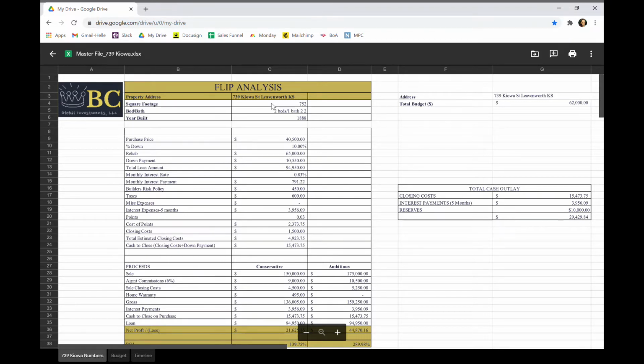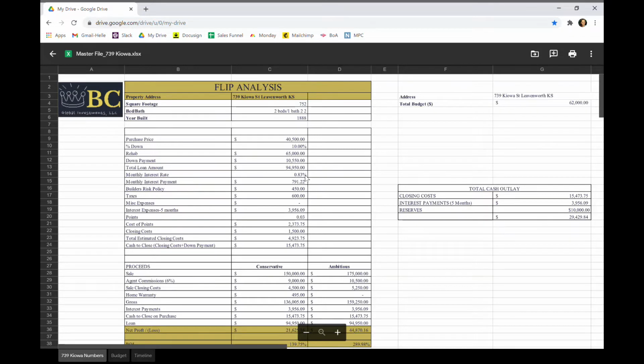So 752 square feet, 2 units each, 2 beds, 1 bath. This was originally built in 1888. So we got the property for $40,500. We are anticipating $65,000 in renovation costs. And once we consider everything that goes into it, the purchase plus the renovation minus our down payment, which is right here, $10,550, we are left with a loan amount of $94,950.